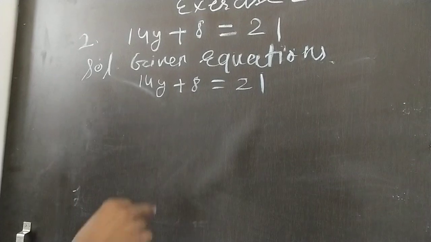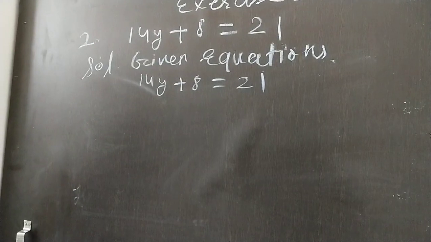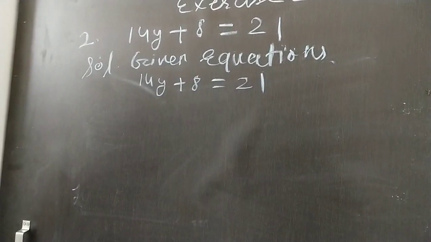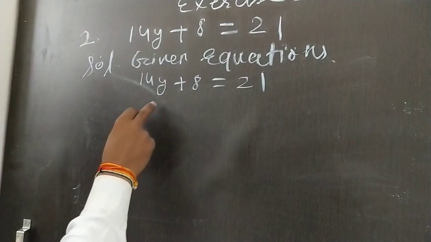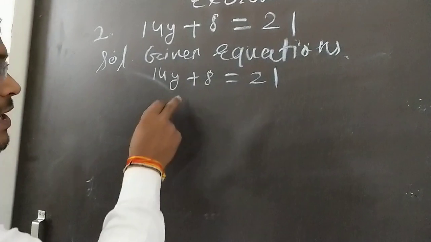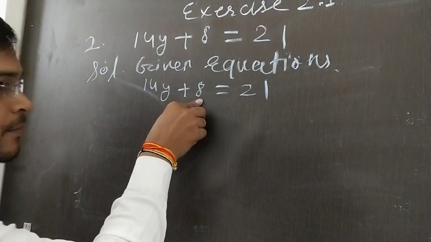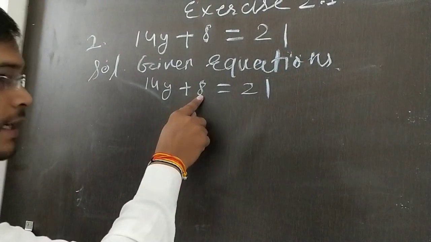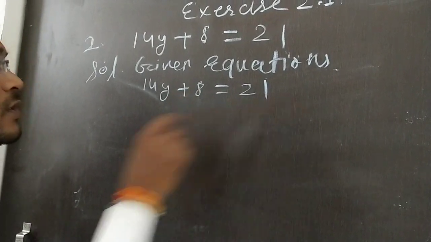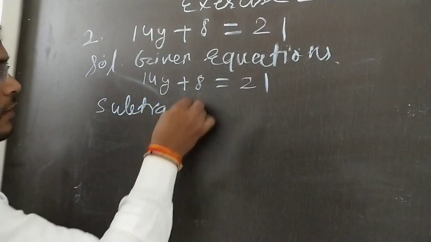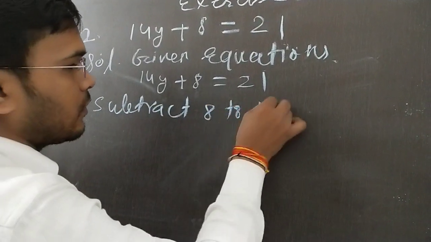Now see the variable. y is a variable. With the y, 14 is in multiply form and plus 8 is in addition form. So what do we have to do? First we have to reduce the terms. How many terms are there? 2 terms. 14y is 1 term and 8 is 1 term. So we have to reduce 8 first. This is a plus form, so we have to subtract 8 on both sides.